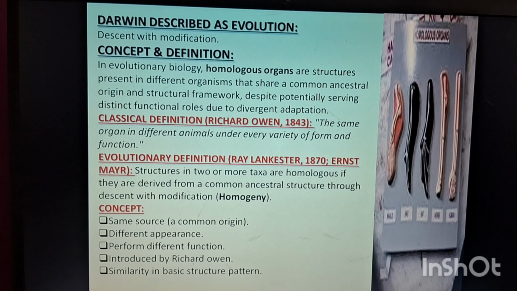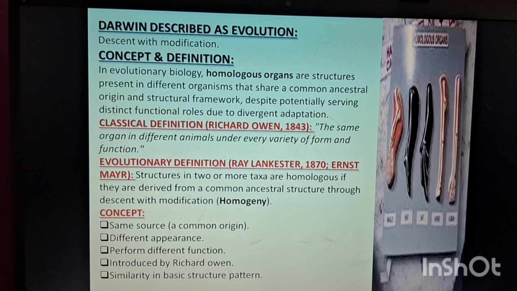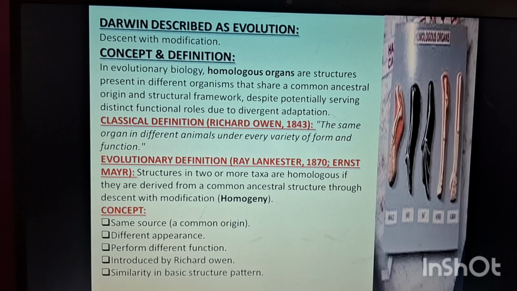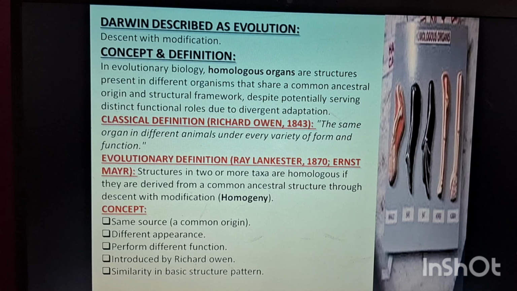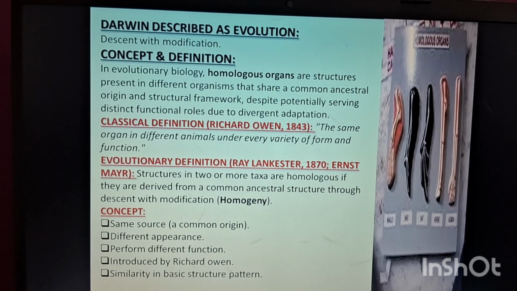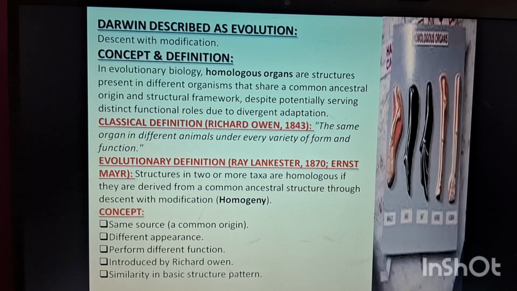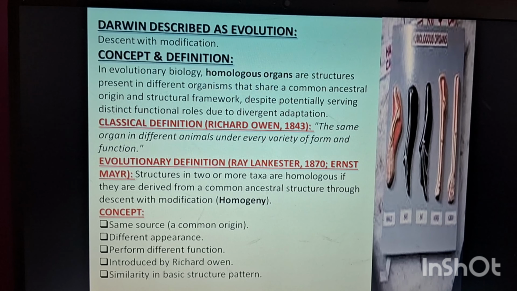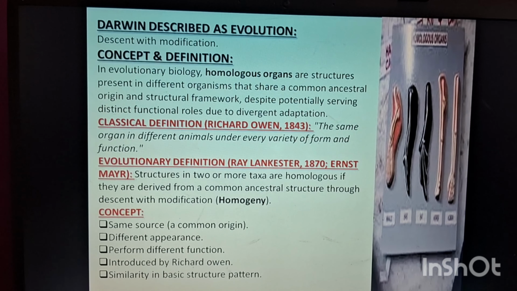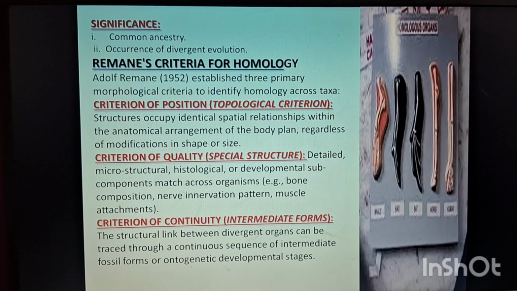Next, the evolutionary definition. According to Ray Lankester in 1870, structures in two or more taxa are homologous if they are derived from a common ancestral structure through descent with modification. That is called homogeny. Next, the basic concept of the homologous organ. It has the same source, that is a common origin, but different appearance and performs different functions. Introduced by Richard Owen, similarity in basic structural pattern. Significance: common ancestry and occurrence of divergent evolution.